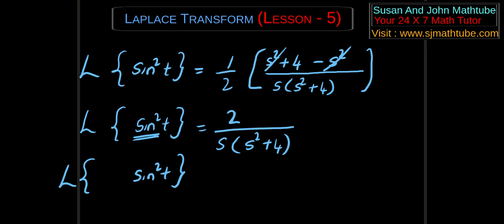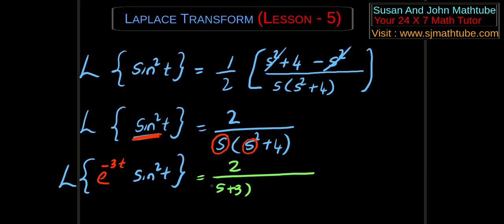You can find the Laplace of the same function multiplied by e power at. But here, instead of a, it is minus 3. So I'll circle s for your advantage, and the answer is 2 divided by s minus, that means s plus 3, and then s plus 3 the whole square plus 4. Now expand, simplify, etc.